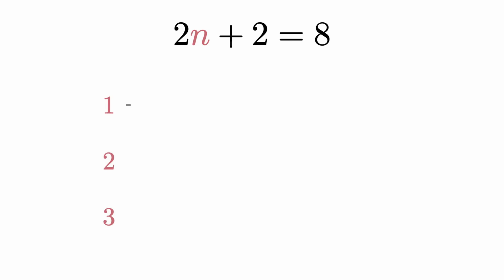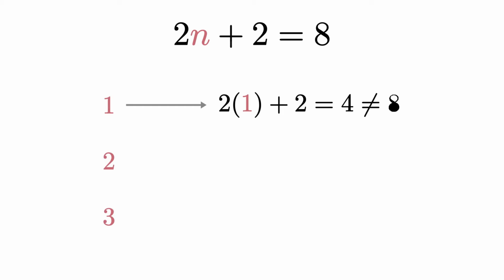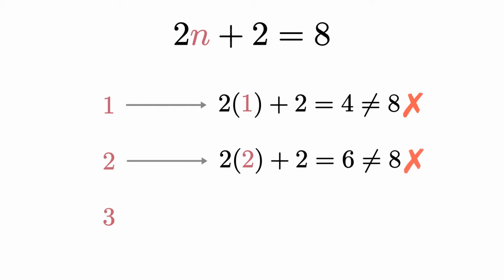If we do 2 times 1, we know that's 2, and we know 2 plus 2 is 4. But is 4 equal to 8? No. 4 and 8 are not the same. Therefore, this is false, and therefore, 1 is not the solution to this equation. Let's try 2 next. If we do 2 times 2, we know that's 4, and 4 plus 2 is 6. But is 6 equal to 8? Nope. So once again, this is false, and 2 is not the solution to this equation.